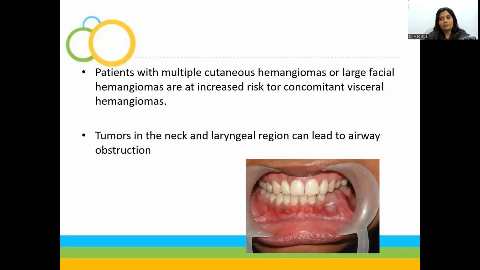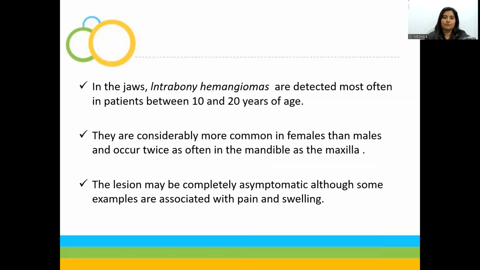So patients with multiple hemangiomas or large facial hemangiomas are also at high risk for concomitant visceral hemangioma. So whenever we are seeing hemangioma cases, we should suspect visceral hemangioma and central hemangioma as well, which we'll discuss later on. Tumors in the neck and laryngeal region can even lead to airway obstruction. So, coming to intrabony hemangioma or central hemangioma.